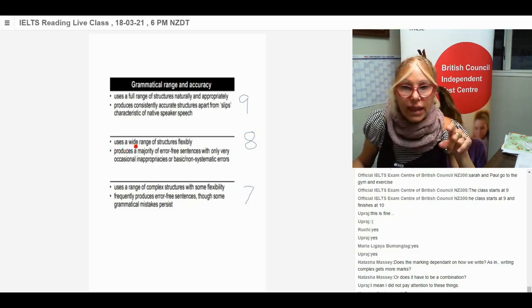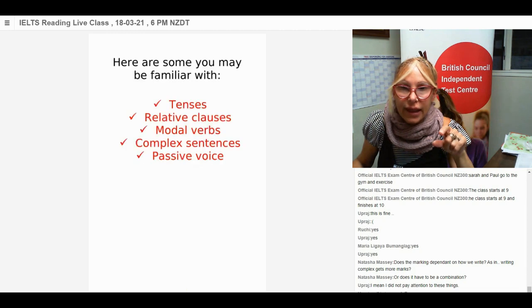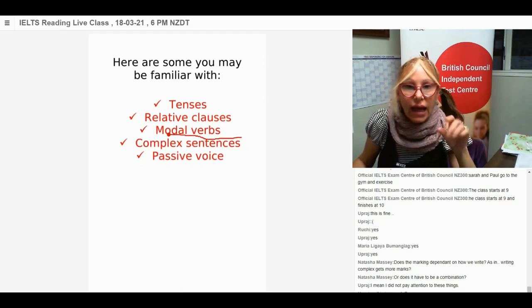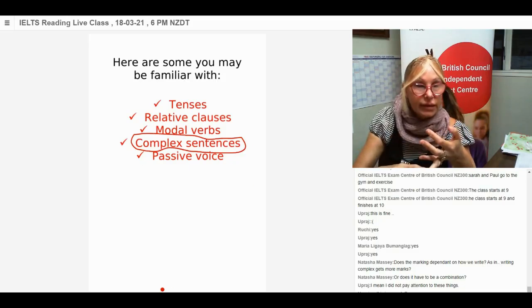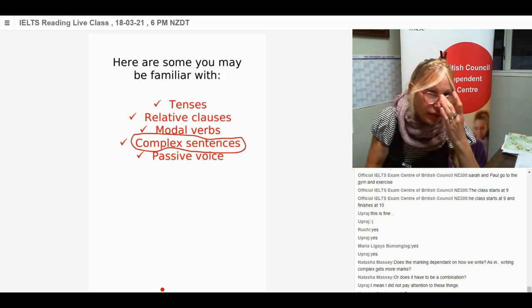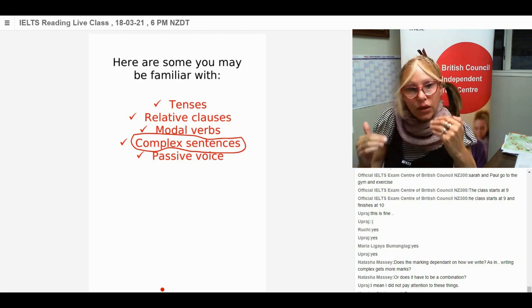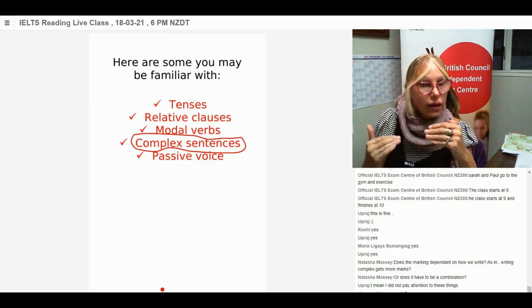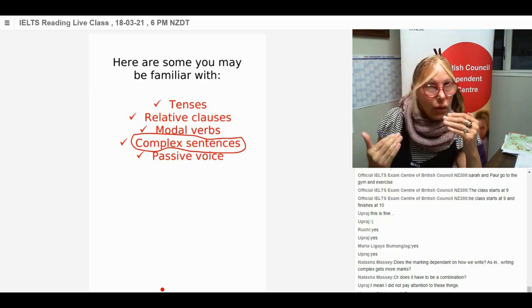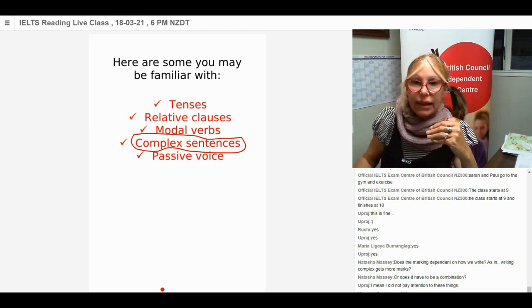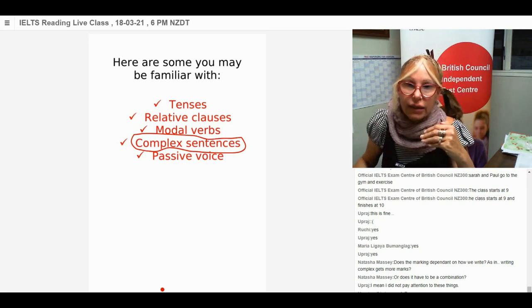Okay, so what we've looked at tonight in our structures is complex sentences. Complex sentences is the hardest thing to do out of all the sentence types, such as simple sentence, compound sentences. Yes, you can definitely use them. You have to use them. It's just natural. But if you can use complex sentences, then the examiner is made aware that you have more ability in the grammar category, okay?